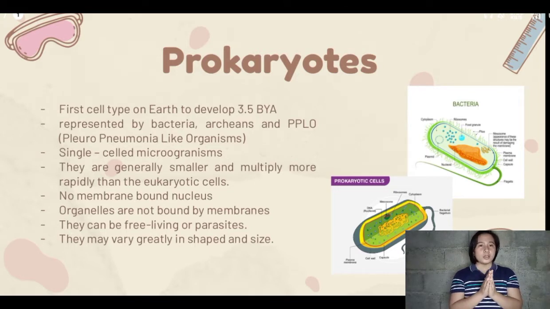A prokaryotic cell does not have a nuclear membrane. However, their genetic material can be found in a region called the nucleoid. Organelles are not bound by membranes. They can be free-living or parasites and they may vary greatly in shapes and sizes.